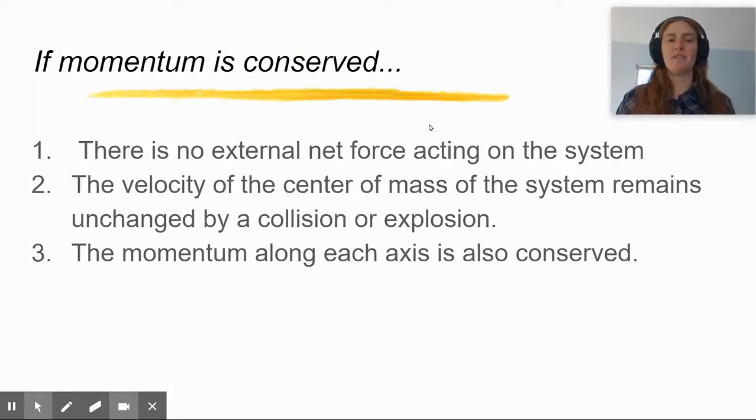So if momentum is conserved, there are three things. There is no external net force acting on the system. The velocity of the center of mass of the system remains unchanged by a collision or explosion, and the momentum along each axis is also conserved.